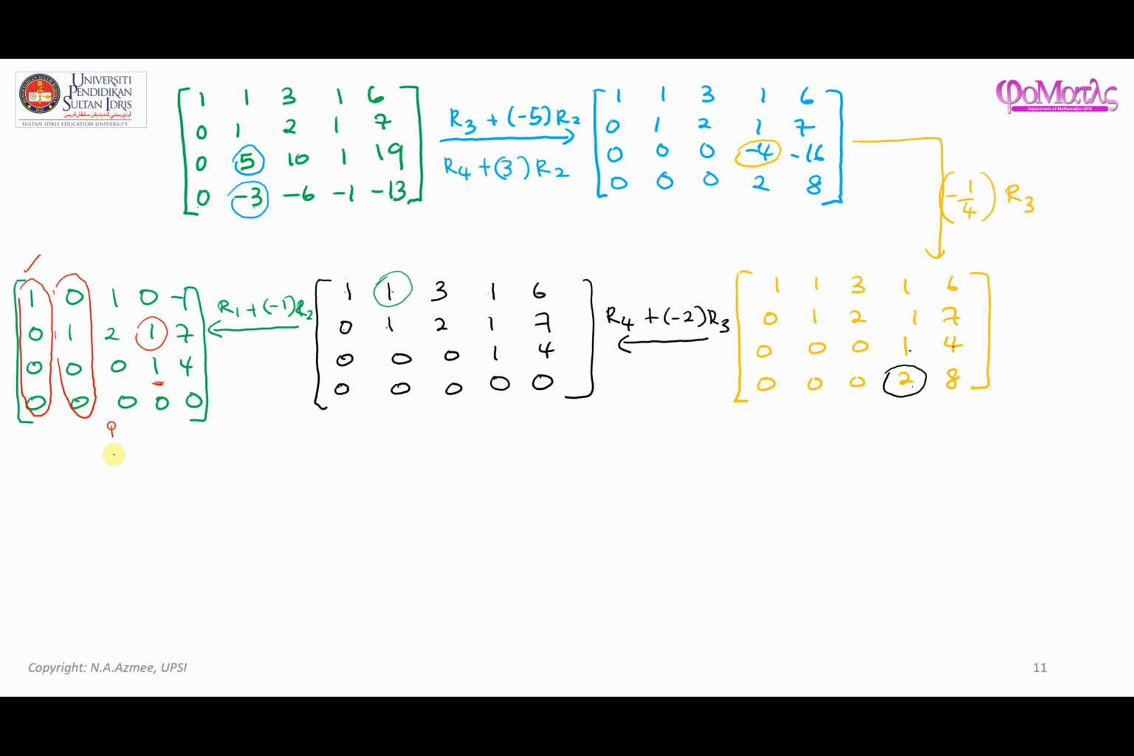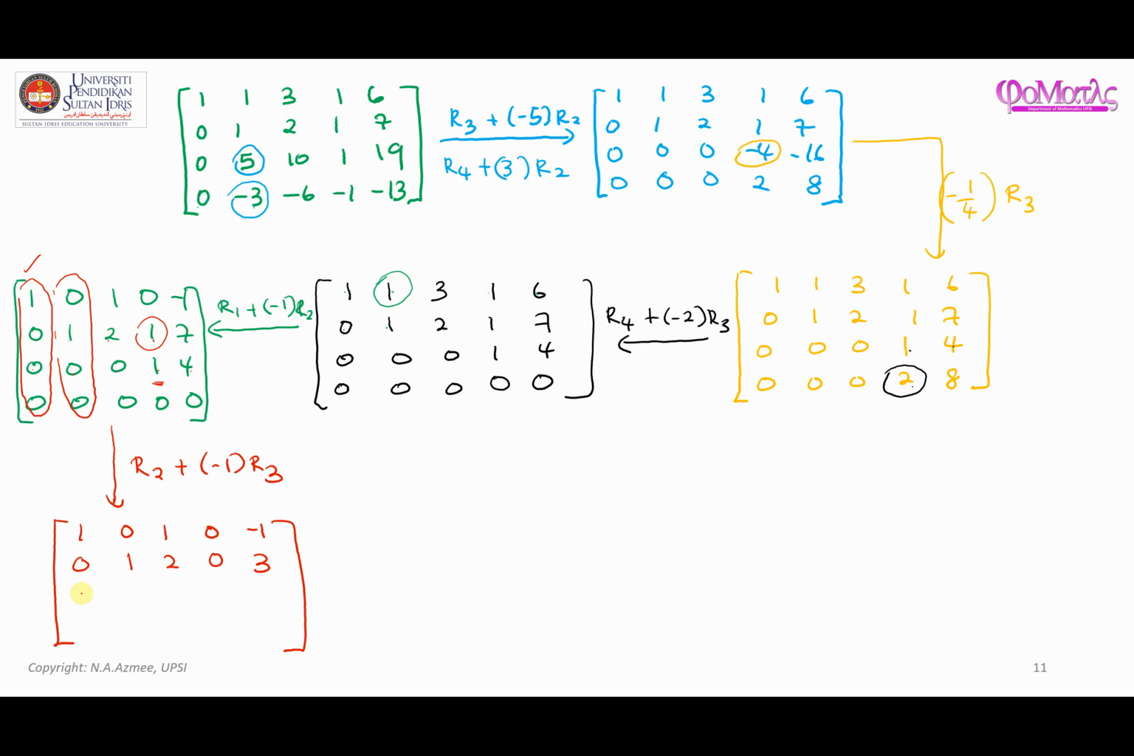So we're going to make changes on the second row plus -1 of the third row. Okay, so the result is going to be 1, 0, 1, 0, -1. For the second row, it will be 0 minus 0 is 0, 1 minus 0 is 1, 2 minus 0 is 2, 1 minus 1 is 0, 7 minus 4 is 3. The third row is 0, 0, 0, 1, 4, 0, 0, 0, 0, 0. Now this is already in RREF.